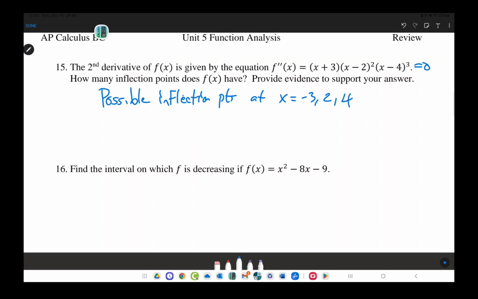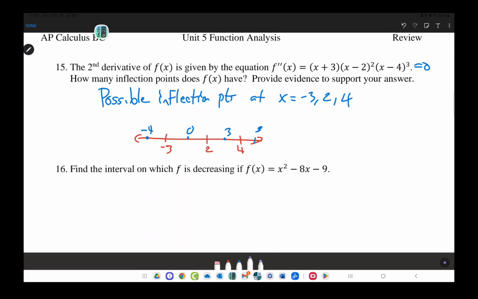Now, to provide evidence, the evidence would be to draw a number line. We have -3, 2, and 4, and pick values around that. So let's say -4. -4 is fine. 0, 3, and 5. Now the goal is to see, do the signs change after -3 or 2 or 4? Do the signs change around those values?